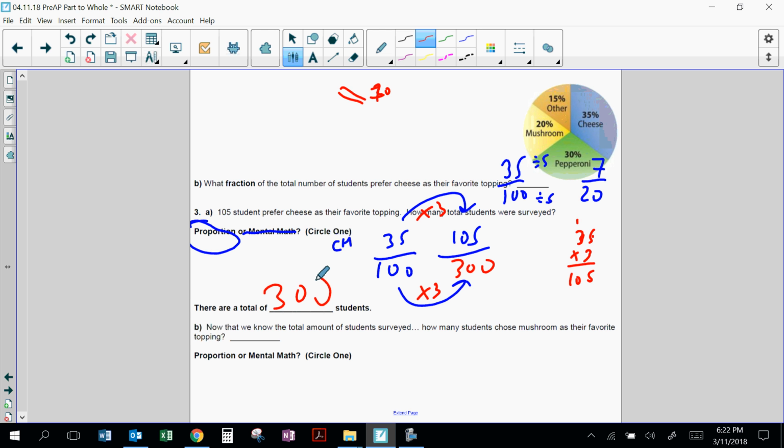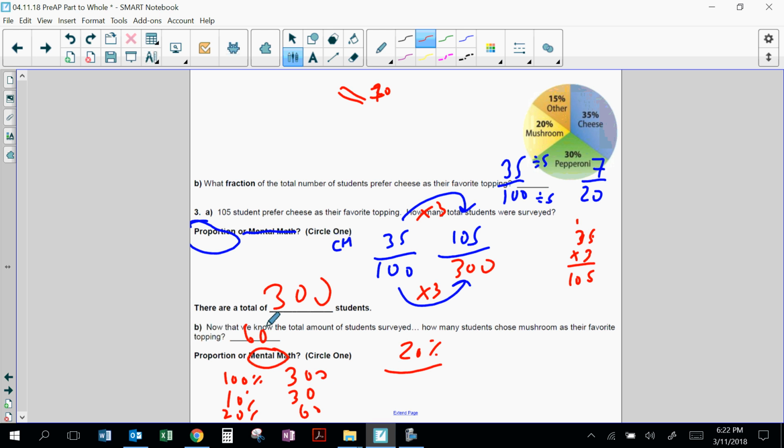Now that we know the total number of students surveyed, 300, how many students chose mushroom as their favorite topping? Well, 20%. Oh, I want to do mental math here. So 100% of 300 is 300. 10% is 30 because I broke it into 10 parts. So 20% would be 60. So the answer is 60.